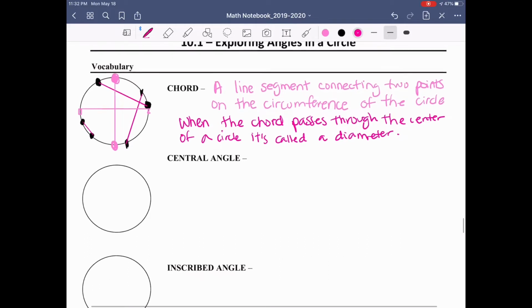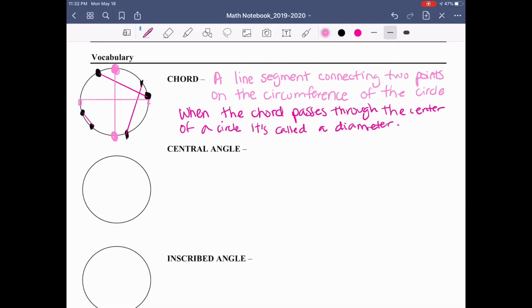The next definition is a central angle. And a central angle is the angle that forms when two radii, or two radiuses, radii is the plural of radius, meet at the center of the circle.